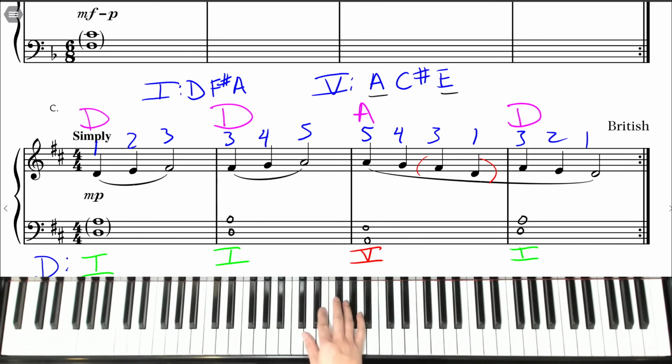Let's try playing the right hand now. The right hand is in D major position, third finger's on F sharp. 2, here we go. 1, 2, 3, 4. 1, 2, 3, 4. And then we can put hands together.